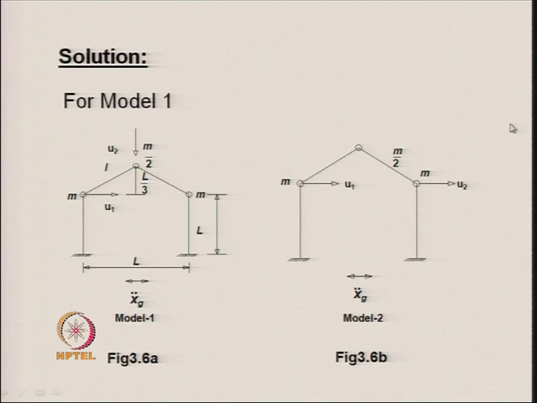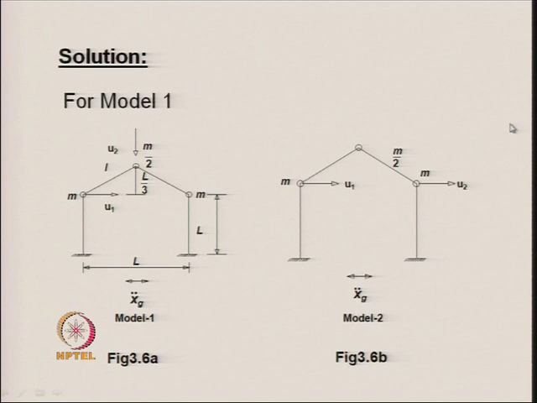For model 1, we choose the displacement degree of freedom 1 over here and the other at the top, that is, the vertical motion of the crown. In the second model, the two translational degrees of freedom are chosen, one here as a horizontal degree of freedom and the other here as a horizontal degree of freedom. For both, one can write down the mass matrices, and these mass matrices, as we will see, will be coupled mass matrices.